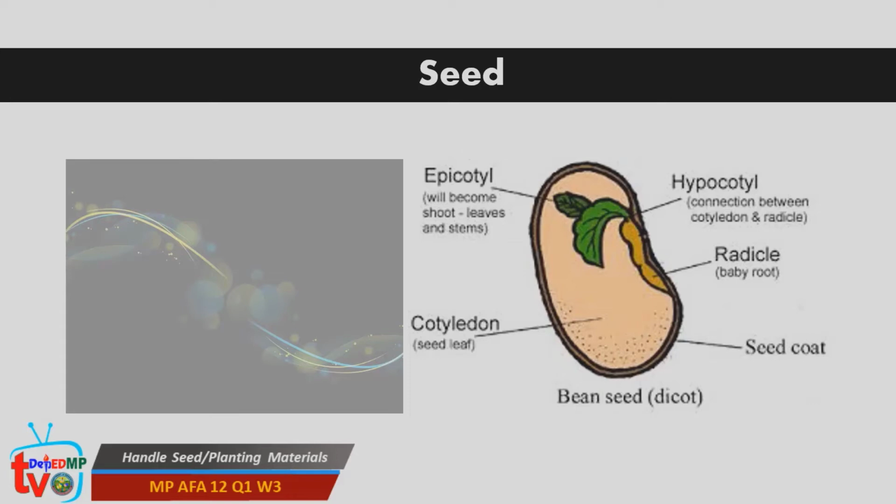We have the seed coat, usually tough, and it's partly impervious to water. And we have also the endosperm, which stores food such as starch, proteins, and so on. And the embryo, or miniature plant of the seed, consists of the cotyledon, epicotyl, and hypocotyl.